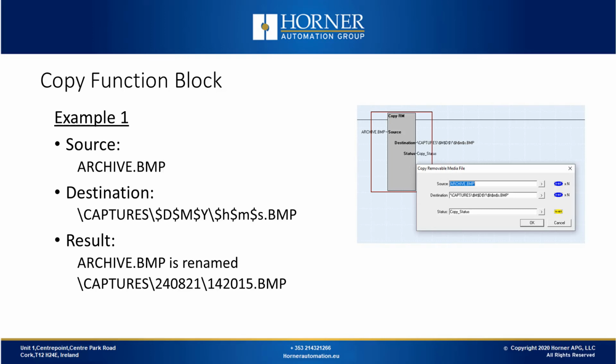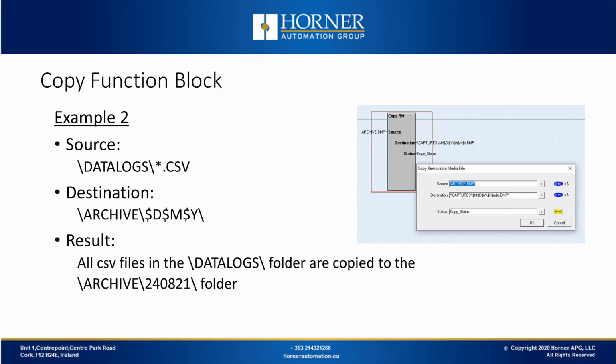Archive.bmp is copied over to a subdirectory called captures. There's another subdirectory under that which is built on the month, day, and year. The actual file name that's given to this copied file at the destination is built around the hour, minute, and second. Here's another example of the copy function block.